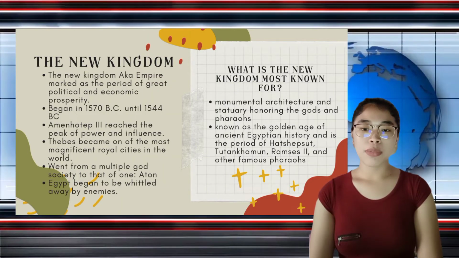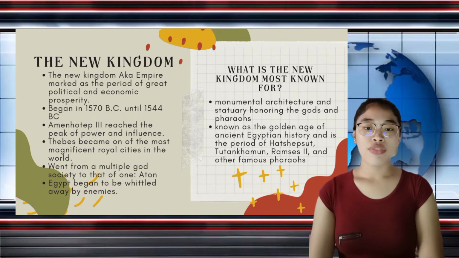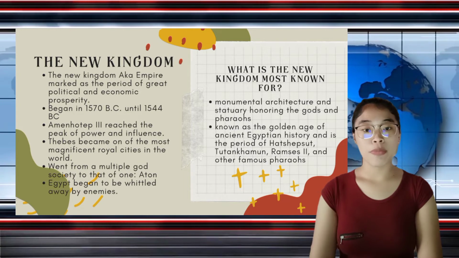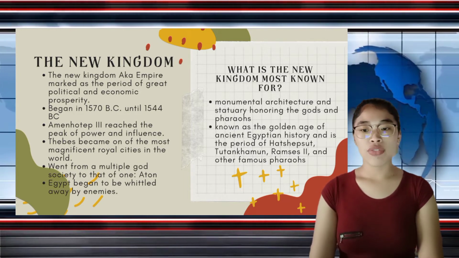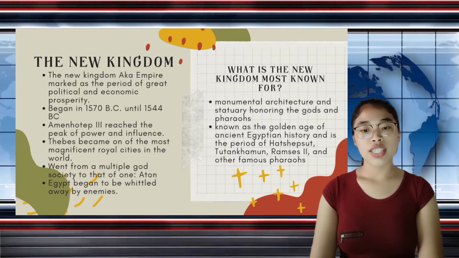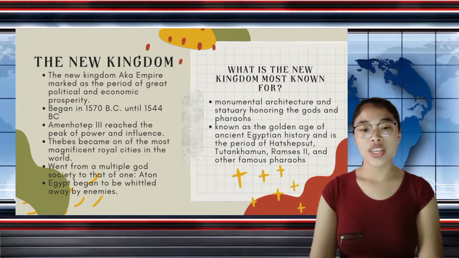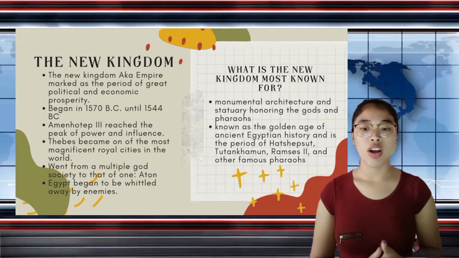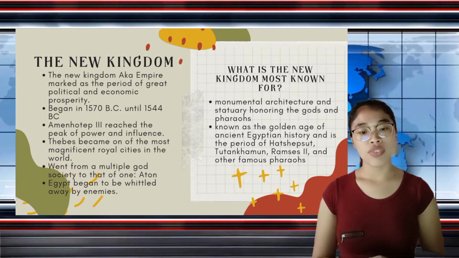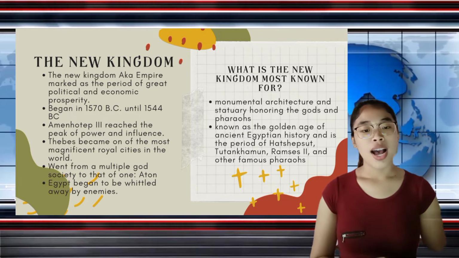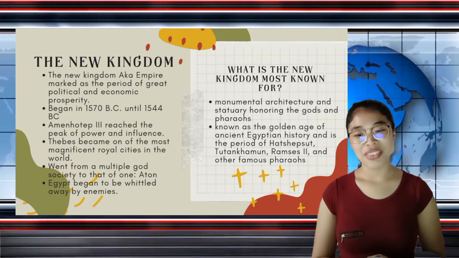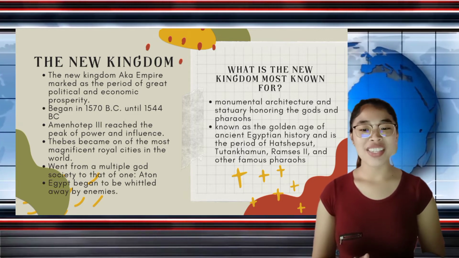The New Kingdom of ancient Egypt spanned from 1570 BC until 1544 BC and marked a period of great political and economic prosperity. Pharaohs conquered significant amounts of land and the Egyptian empire became large. Rulers that characterized this period included Ahmose I, Thutmose I, Hatshepsut, Amenhotep III, Akhenaten, and Ramesses II.